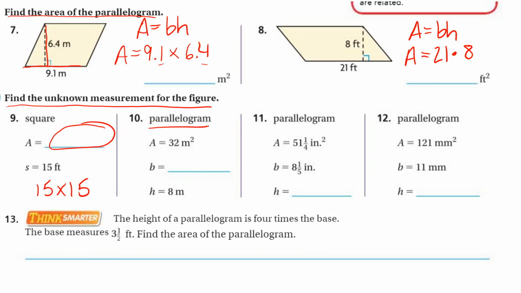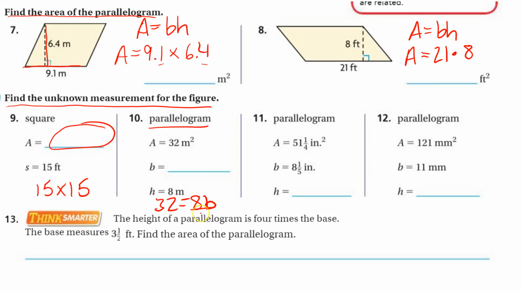Okay, for the parallelogram, they gave us the area, they gave us the height, they did not give us the base. So now we have an algebraic problem to solve. We have 32 for area equals base, which we don't know, times the height, 8. So we can write this also as 32 equals 8b.